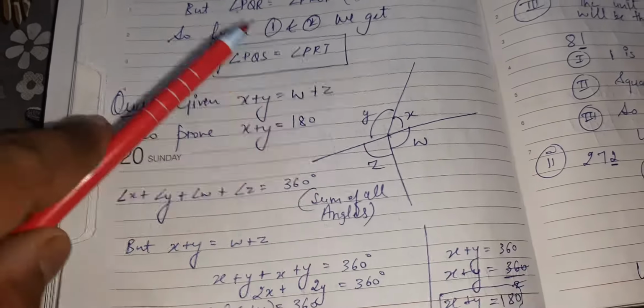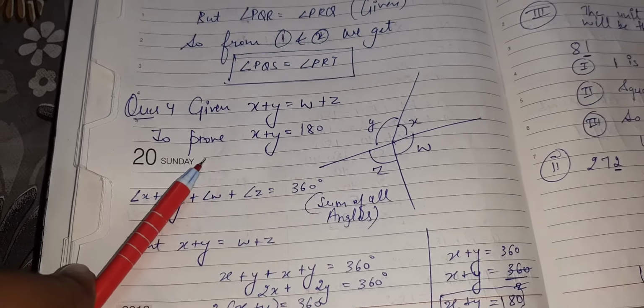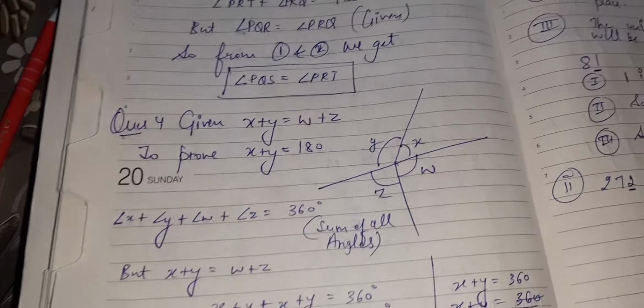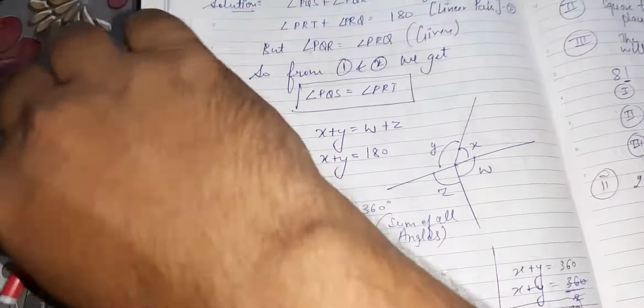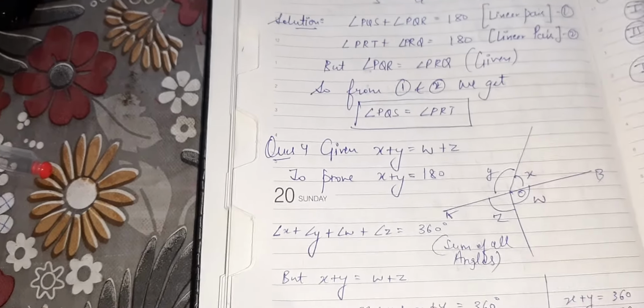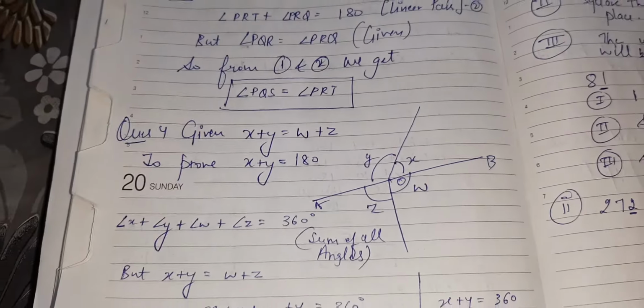Now the last question. Given x plus y is equal to w plus z, what I have to prove? x plus y is equal to 180, or AOB is a line. It is given AOB is a line, but x plus y is equal to 180 we have to prove.